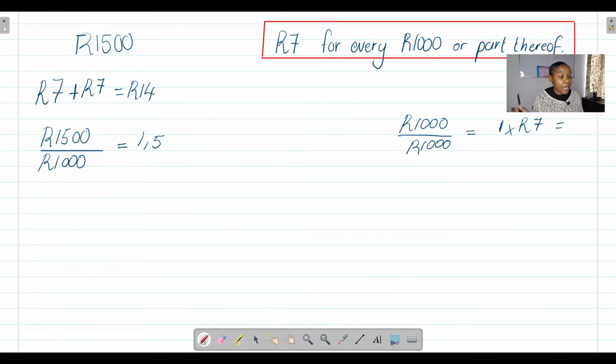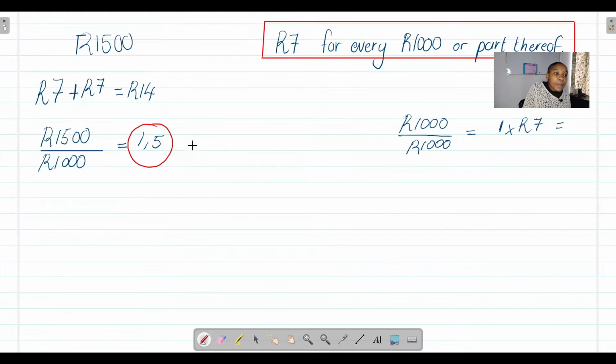I hope this is not confusing anyone. Then from there, you would usually just multiply it by the 7 to get how much you will get charged for withdrawing 1,500. But because there's that "part thereof", you can't just multiply that 1.5 by 7. You need to first round it up, because they're saying you get charged 7 Rand for every 1,000 or part thereof. So that 1.5, you need to round it up.